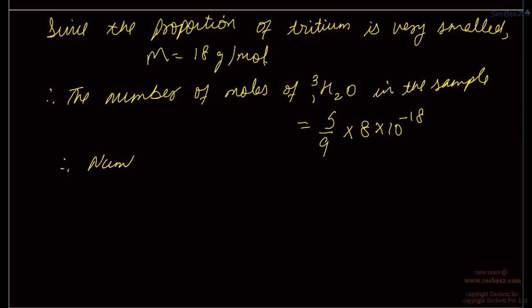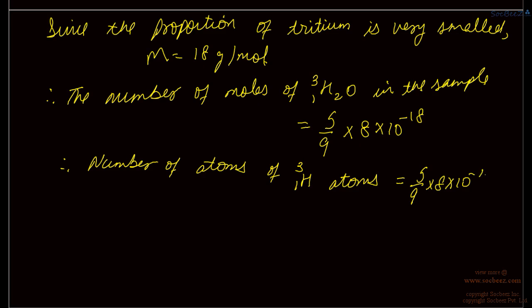Therefore number of atoms of 3H1 equals 5 upon 9 into 8 into 10 raised to the power minus 18 into Avogadro number. So if we substitute the value of Avogadro number, then number of atoms comes out to be 5.353 into 10 raised to the power 6. Let's take it as the initial number of atoms, that is N naught.